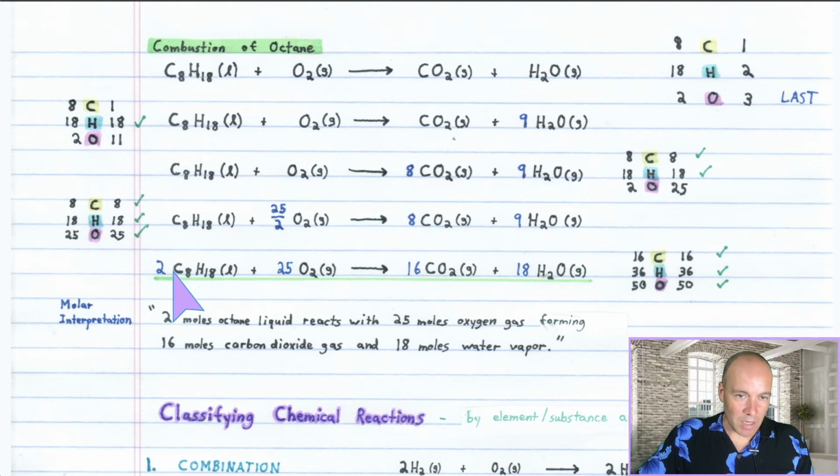And you can see, if you count up all of the atoms, they're still balanced. Okay, it's just take this count and multiply everybody by 2 to get that.